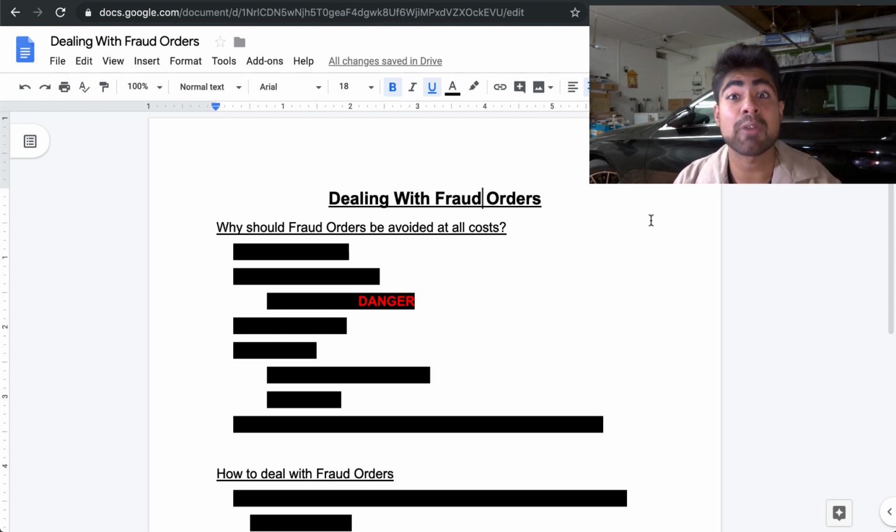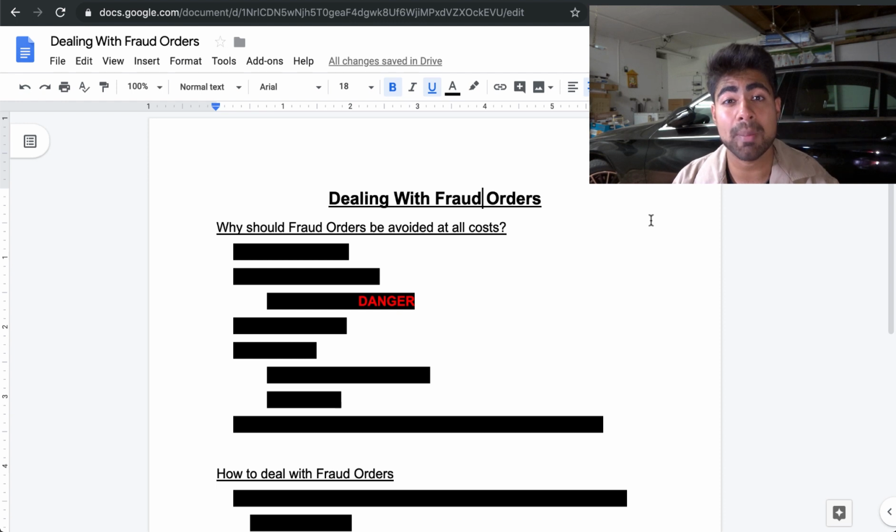because when you shipped out the order, you also invested money in actually buying the product, then maybe in the shipping cost of the product, and finally sending it out to the customer. So you did everything that you possibly could, but despite that, the order turned out to be fraud, and in the end, it actually ended up costing you money.